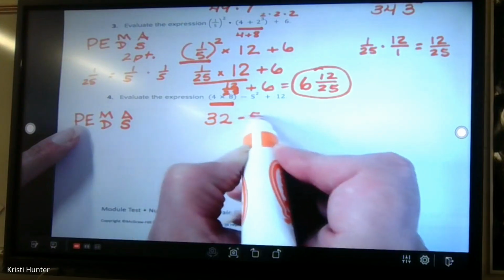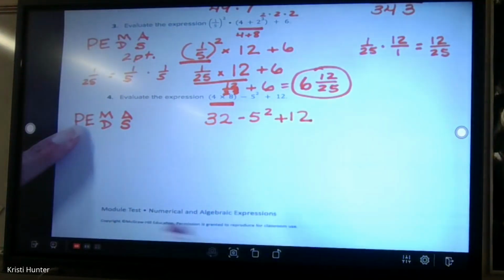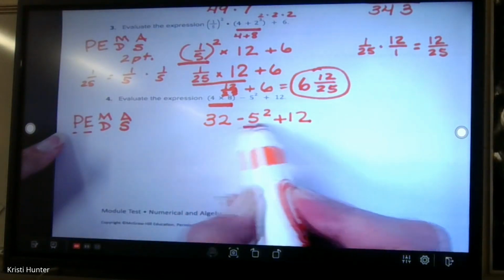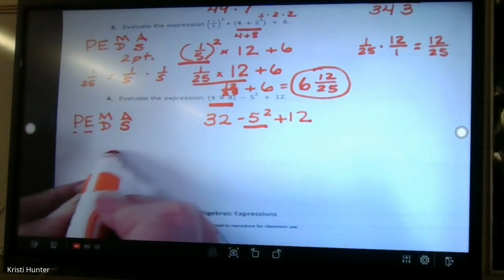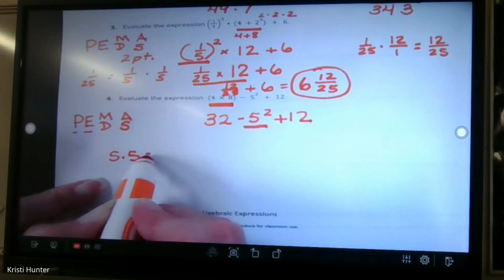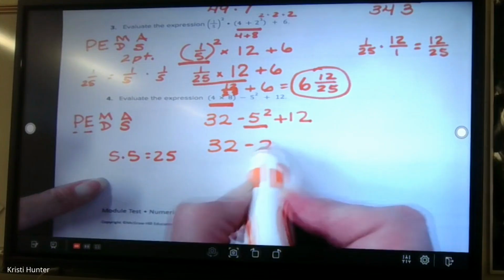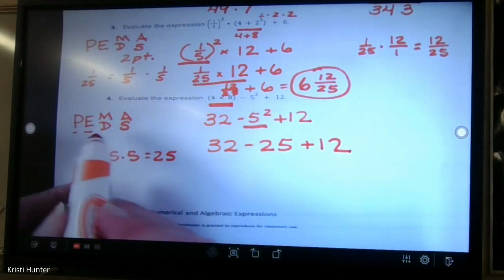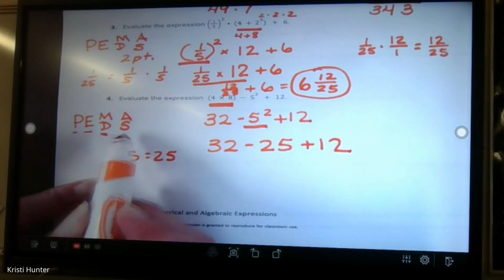So I'm left with minus 5 squared plus 12. So parentheses are done. Move on to exponents, which is this right here. So 5 squared, remember, is 5 times 5, which would give me 25. So I have 32 minus 25 plus 12. Moving on to multiplication and division, I don't have any of that, so I can skip over that step.